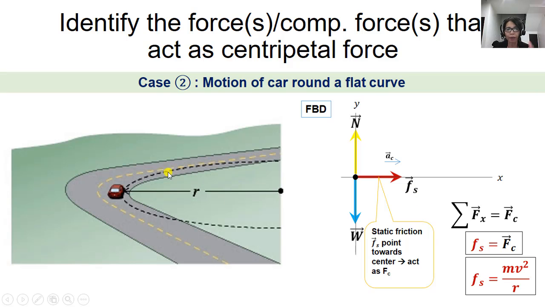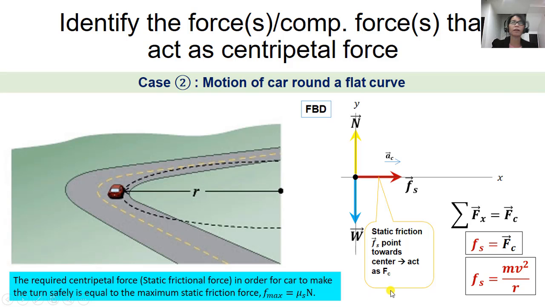So we can relate the mass of the car, the speed of the car, and the radius, whereby our Fc is mv squared over r. Everyone knows that, or if you recall the concept we learned about static friction in topic 4, we know that static friction can range from 0 until a maximum value equivalent to mu s n. So the required centripetal force, or the static friction force, in order for the car to make the turn safely is normally equal to the maximum static friction force, Fs equals mu s n.